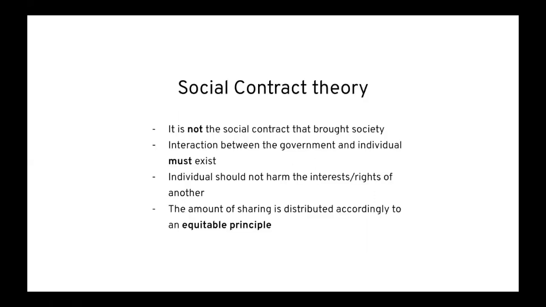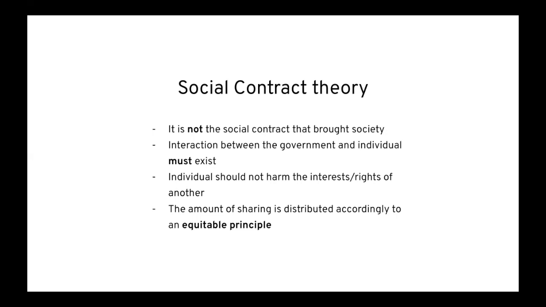John Stuart Mill was a philosopher that I've mentioned several times in my videos. In fact, he was one of the 4 philosophers that I introduced in my very first video, which was on the social contract. And for a little recap on Mill's social contract theory, he believed that it was not the social contract that brought society to humanity, but he still agreed that the interaction between the government and the individual must exist, and that the individual must return some kind of benefit to the society in return for the protection the society offers to the individual.